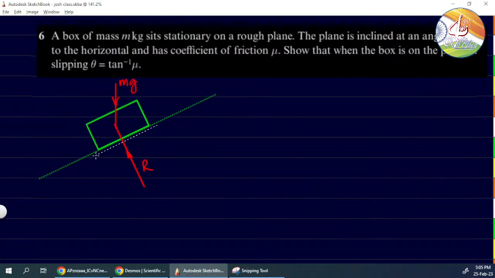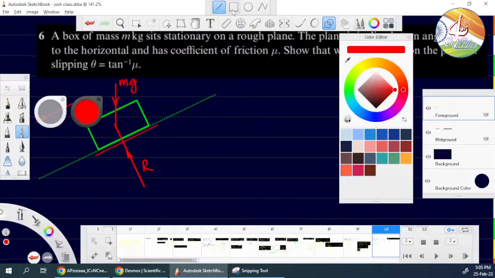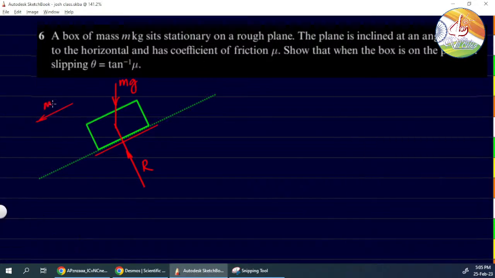So that means friction will act in which direction? Downward or upward? It's trying to slide downwards, so friction acts upwards. This is the tending motion. So friction will be opposite to the tending motion, and because it is about to slip, this will be equal to mu times R, correct?